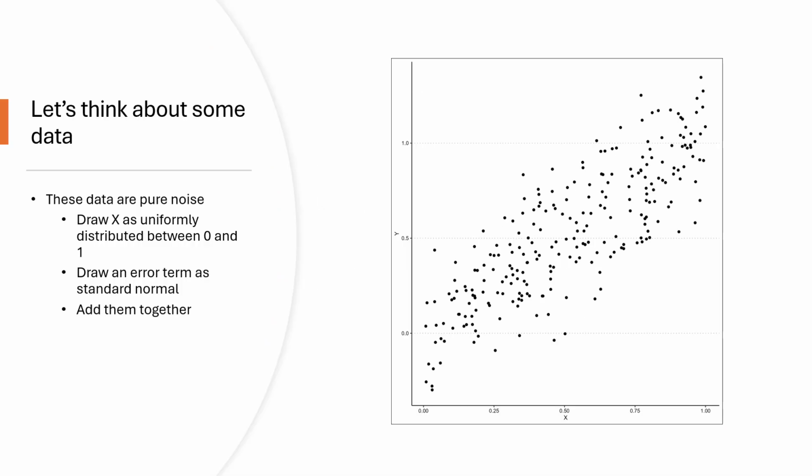So to give you a sense of what's going on, let's think about some data. Here I created some fake data where I drew the x value uniformly distributed between 0 and 1. I constructed a standard normal error term, and I added them together. And the object of the exercise now is to figure out how exactly I did that. What is the slope of the relationship between x and y?